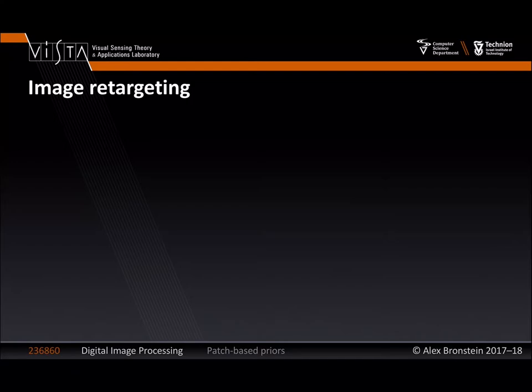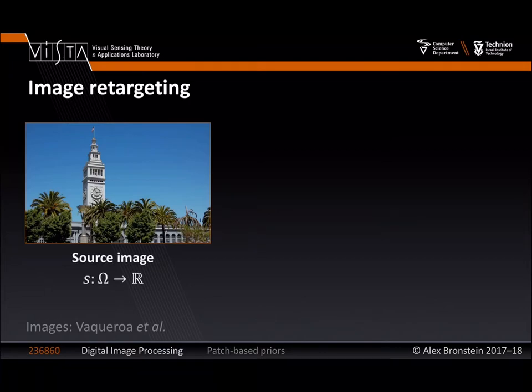So let me, since we are talking about patches, show you an interesting application, a very simple algorithm that is also accelerated by patch match that you will see in the tutorial. So let's think about the following problem. I have some source image, let's say I will denote it by S, on some domain omega. Omega, of course, is in R^d, in this case in R^2. So I have an image of a certain size, a certain number of pixels, and a certain aspect ratio, certain proportions.